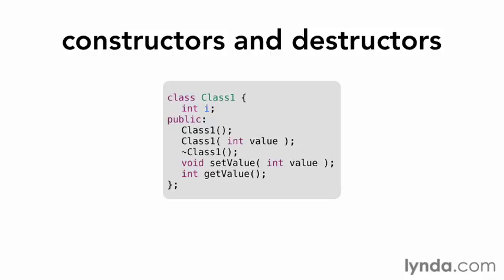Constructors and destructors are special function members that are called when an instance of an object is created or destroyed, respectively. A constructor is called when the object is created. There may be several constructors defined, but only one is called depending upon how the object is created. The destructor is called when the object is destroyed. There may only be one destructor defined.